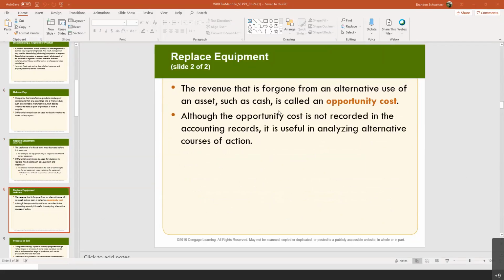So the revenue that is foregone in the alternative use of an asset, such as cash, is called the opportunity cost. Although the opportunity cost is not recorded in the accounting records, it's useful for analyzing the alternative courses of action. As you recall, opportunity cost is what is foregone. It's kind of like the decision you made to come back to school for your education. What is foregone is the potential income that you might generate during the hours that you're in school, right? So that is the opportunity cost of going to school. The same concept applies in business.